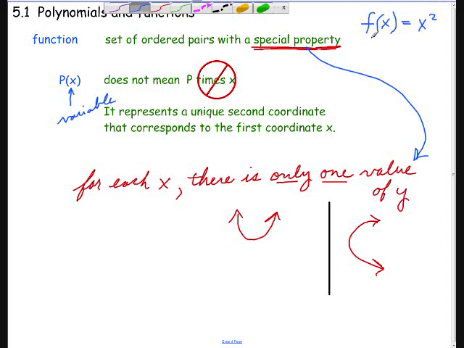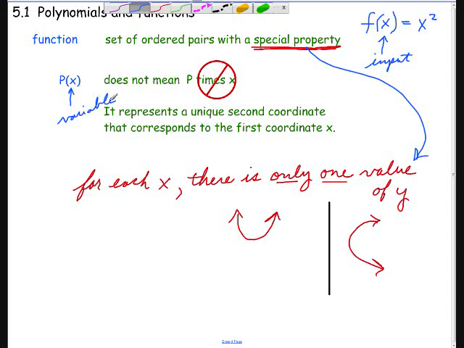We know that this is not indicating multiplication. This is simply naming the function and telling us what the input is. For a polynomial, this is simply naming the polynomial p. So then we could name a polynomial q, r, s. We could name a polynomial something else. And this shows us what the variable is that's going into that polynomial.